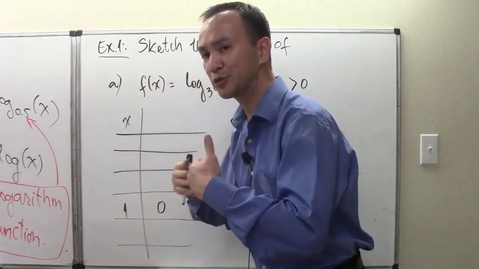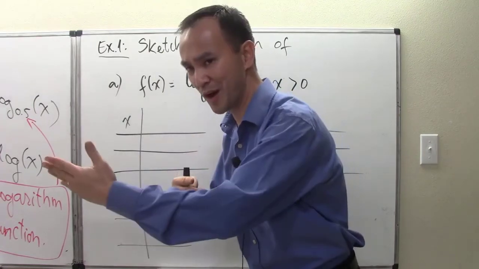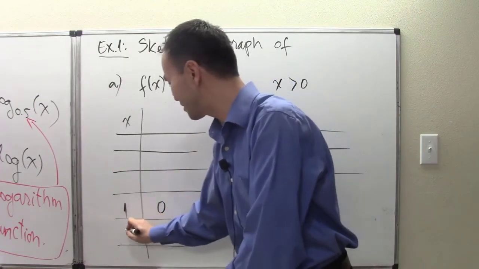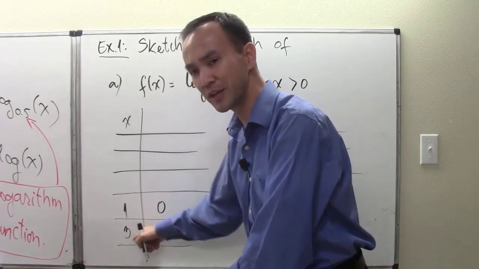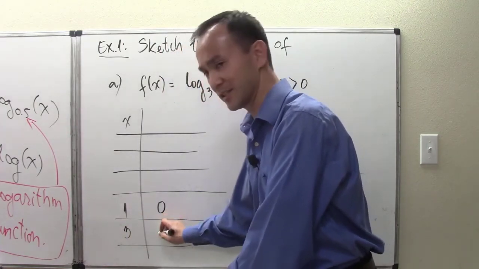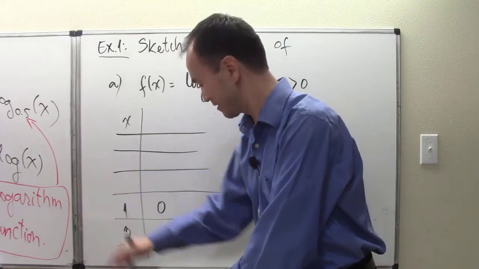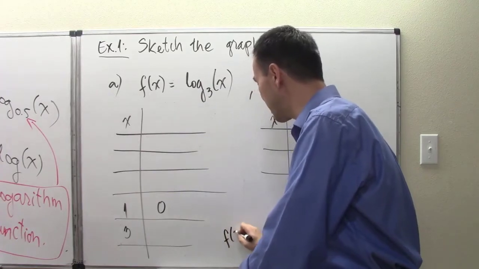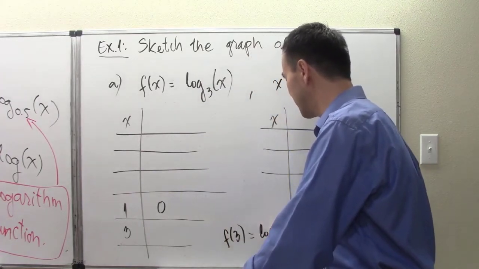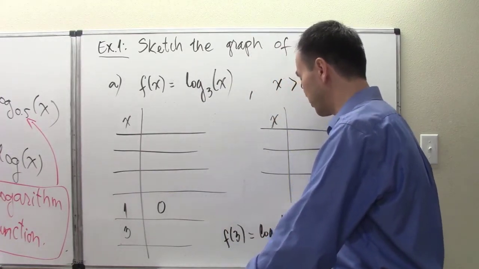Now allow me to use my own experience to lead the way a little bit. I'm going to go with 3 as the next value, instead of choosing 2, because it makes the mental math easy. So when x equals 3, we're looking at f of 3 to be log base 3 of 3.